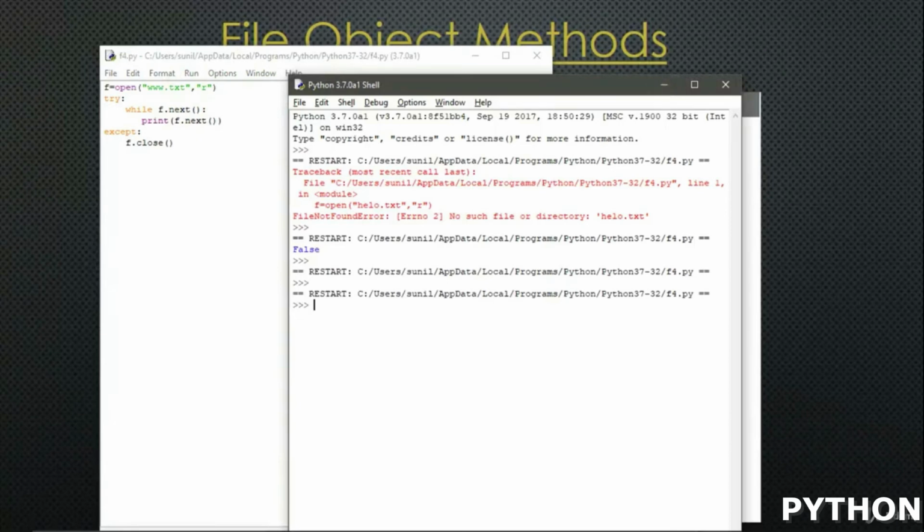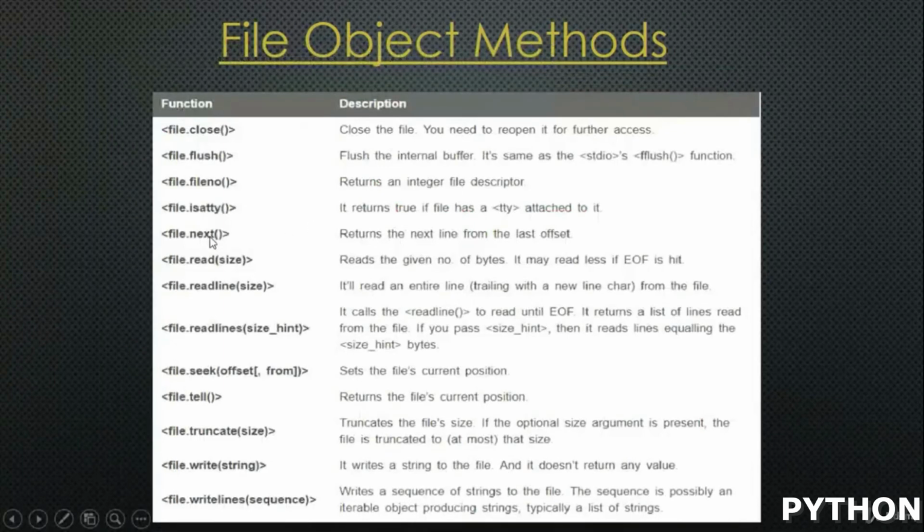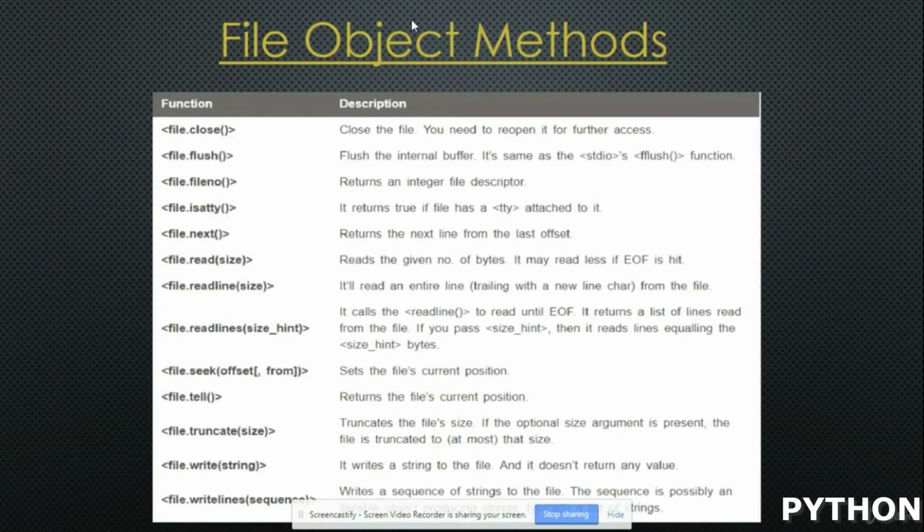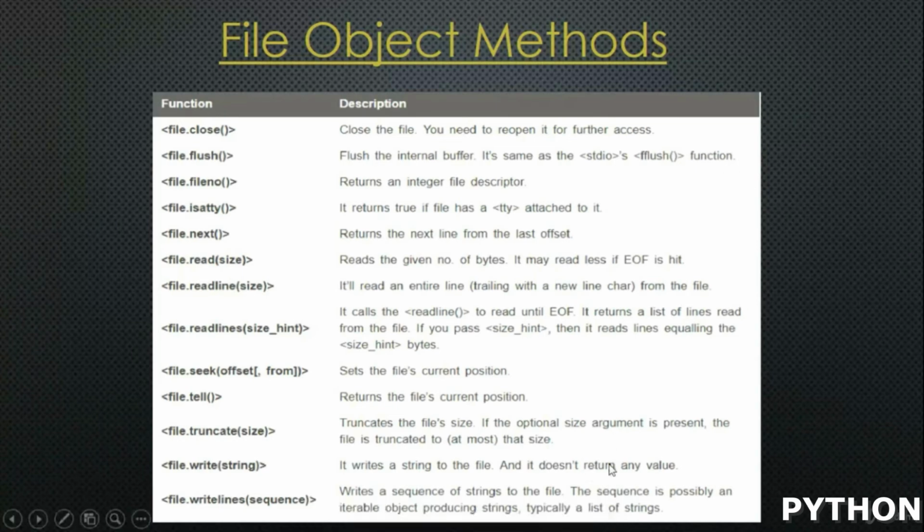So till now I completed the next method, isatty method, readline, write. So in this part, I'm going to tell you about the uses of close, flush, fileno, seek, tell. So let's start. In my previous video, I already told you about readline, write, isatty, next. So in this video, I will cover all the remaining file object methods. So let's begin. Open IDLE.